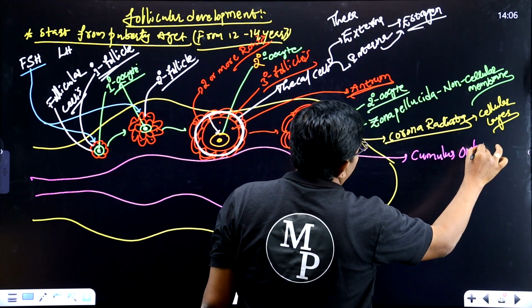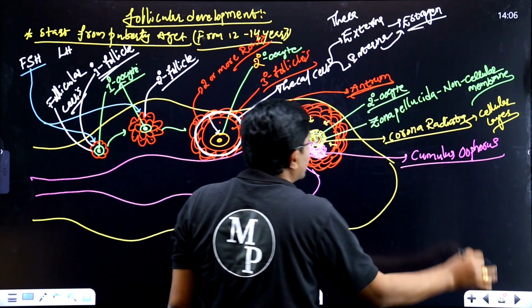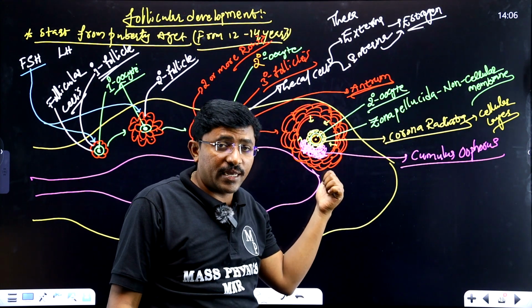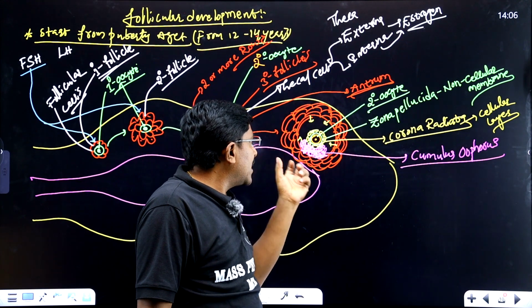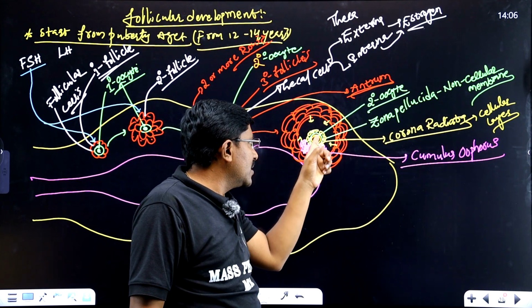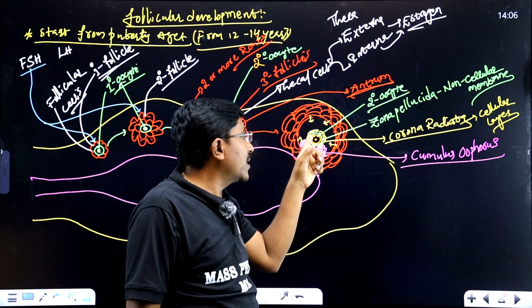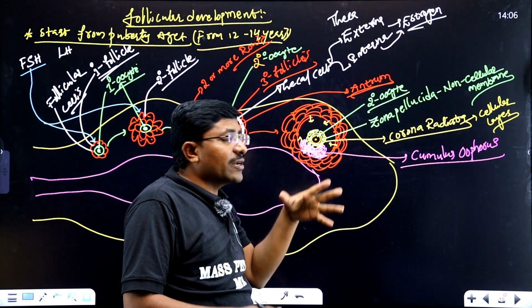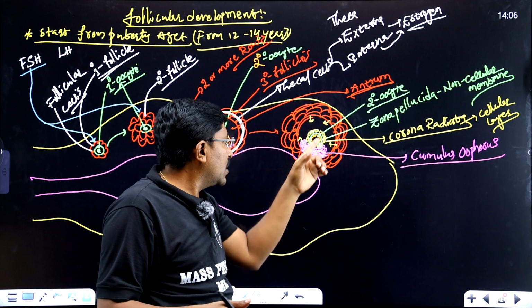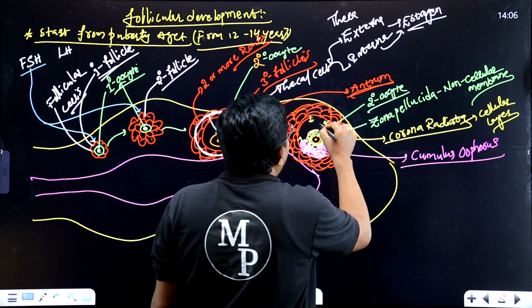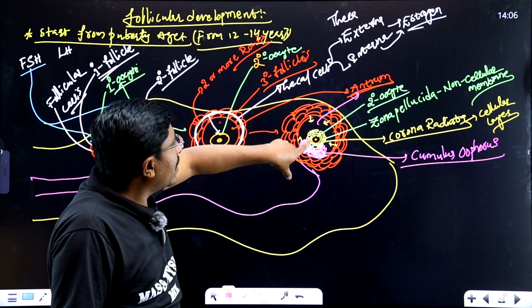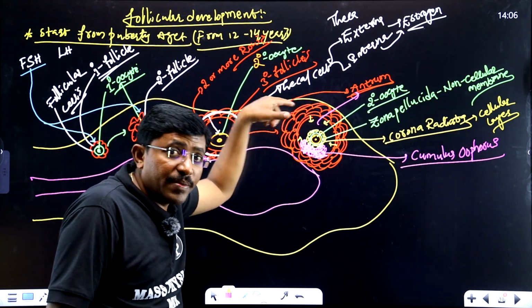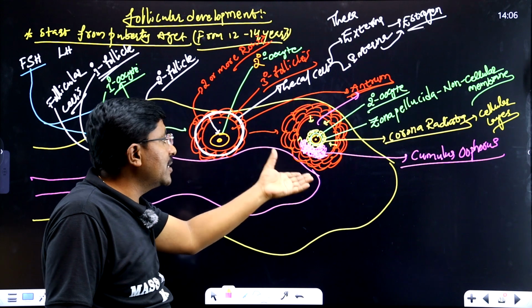These are also called the cumulus oophorus layer. This cumulus oophorus layer is attached along with the secondary oocyte, and the secondary oocyte cannot move anywhere in this antrum. Usually the antrum is here. Along with the secondary oocyte, the ovular membranes are there surrounding the secondary oocyte.